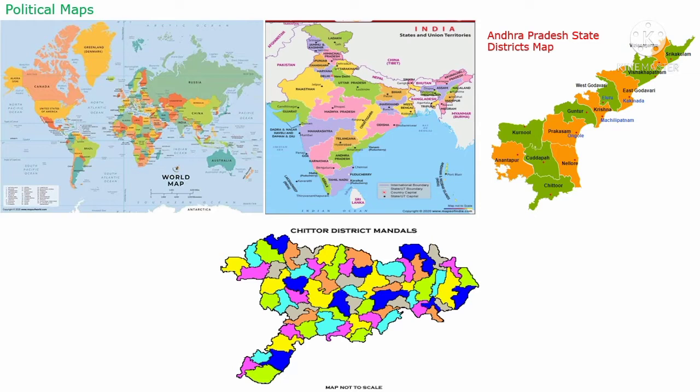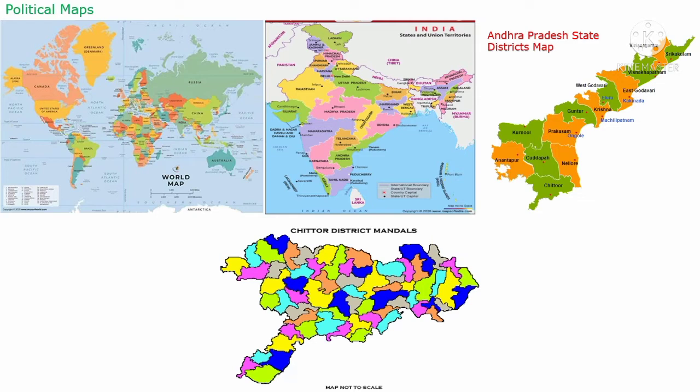Here you can see different types of political maps. In the first, the world map was given with the different continents and the major countries and their neighboring places. And the second one, what we have discussed in the last slide, that is India, its states and union territories. And even you can see the Andhra Pradesh and its districts, and at the bottom you have Chittoor district including the mandals. So all these are termed as political maps which show the major places in a map.